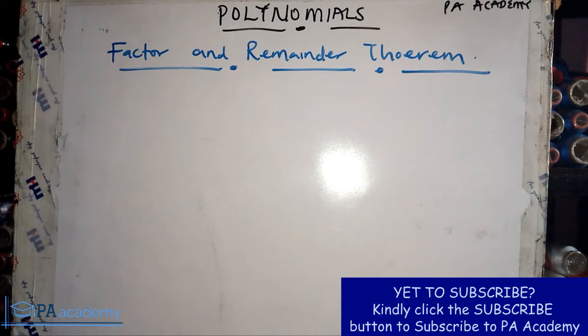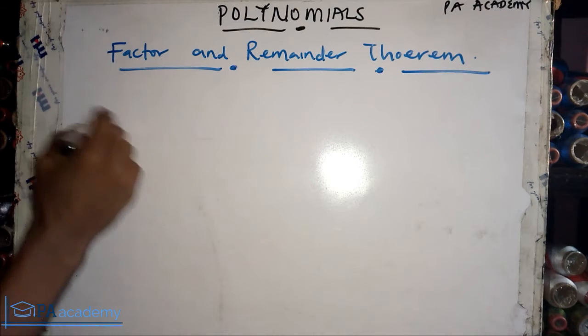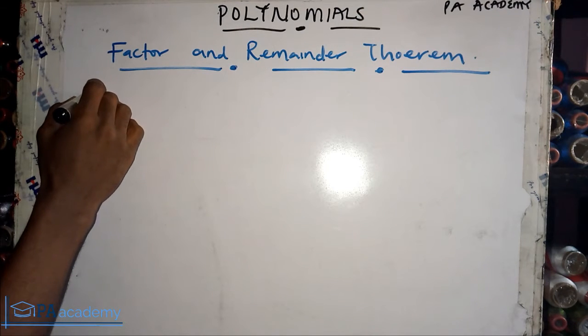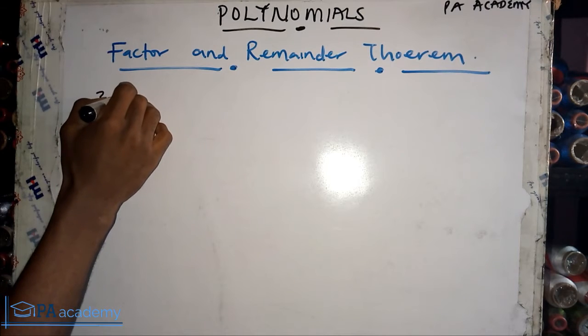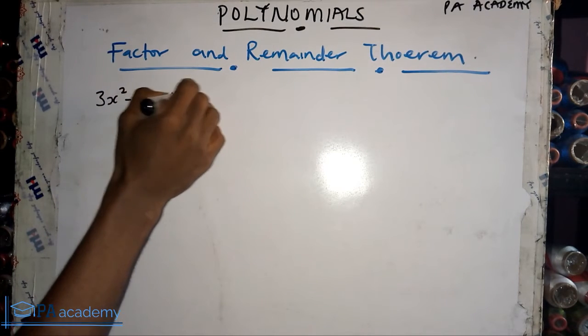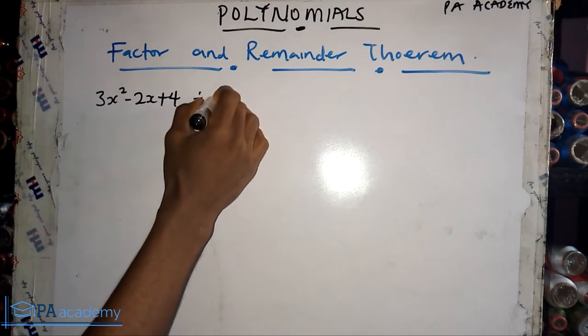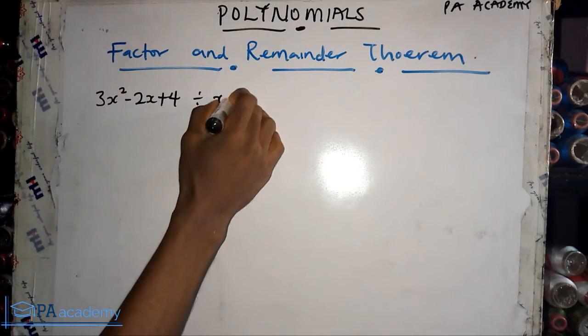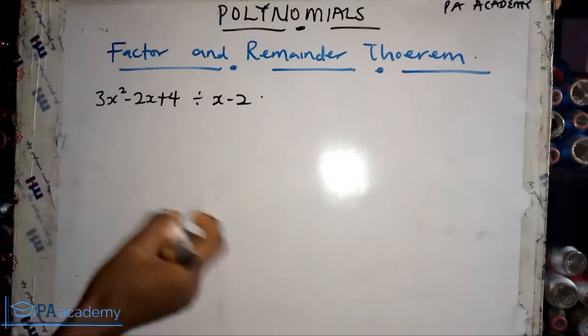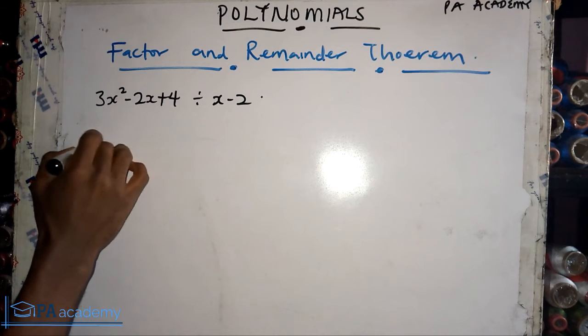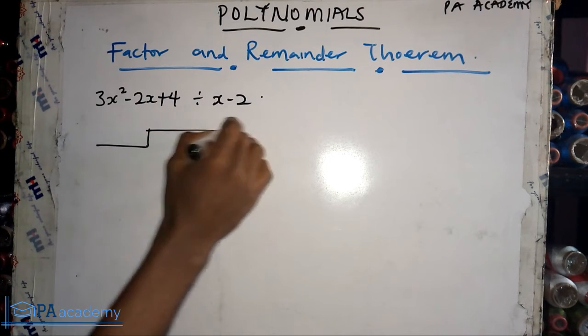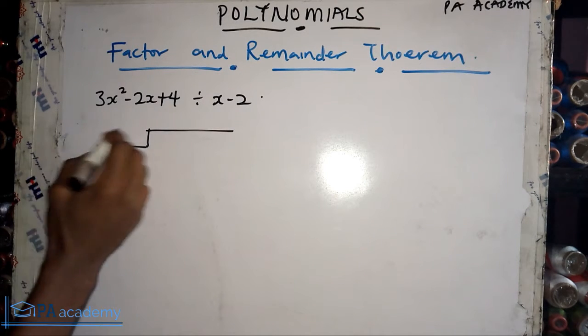So in explaining the factor and remainder theorem, I'm going to be using one of the examples that we used when we were looking at division of polynomials, where we had 3x squared minus 2x plus 4, divided by x minus 2. So let's quickly solve this so that I'll just go over it, because this is one of the examples we solved in the previous part of this video.